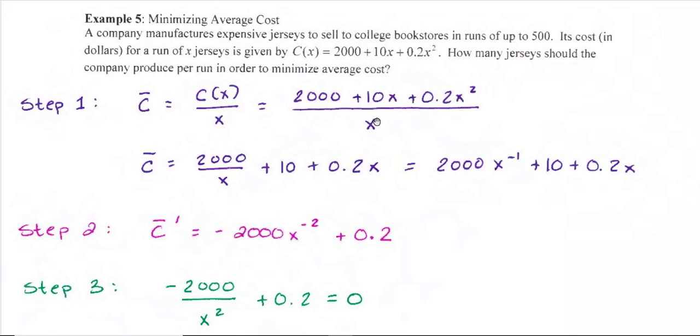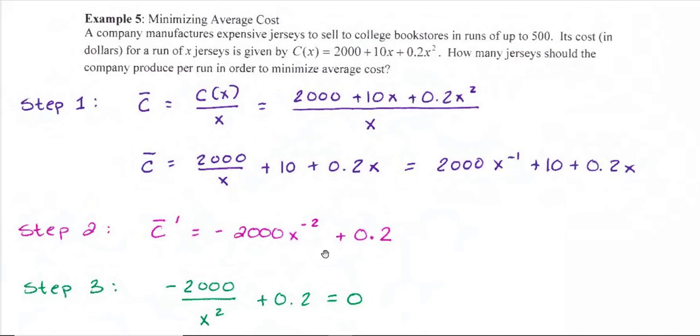Now I know that I'm going to have to take the derivative, and I don't want to take the derivative of this because this would use the quotient rule. But if I'm dividing all of this by x, then I can divide each of those pieces by x. 2,000 divided by x, the 10x divided by x, and the 0.2x squared divided by x to get an average cost function of 2,000 over x plus 10 plus 0.2x. Like I did before, I'm going to bring this x up and give it a negative exponent to make taking the derivative a little bit easier.